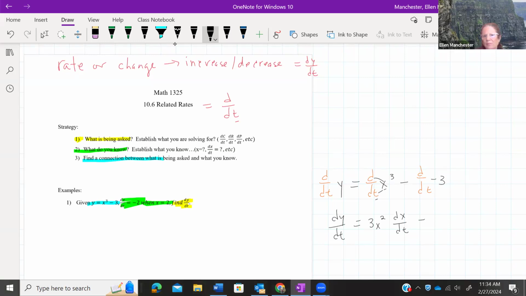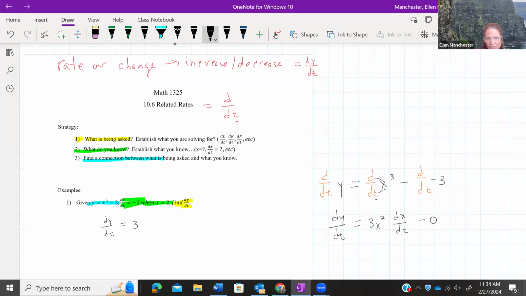And then minus the derivative of a constant is just 0. Okay, so here's the good news. My dy dt is already by itself. I don't have to do anything with it. I have it already solved for it. All I have to do is put in my information.